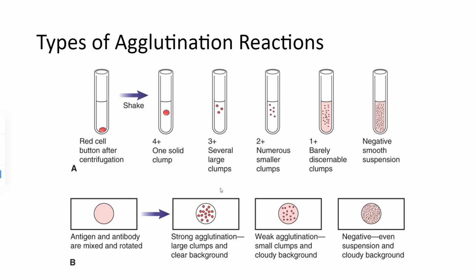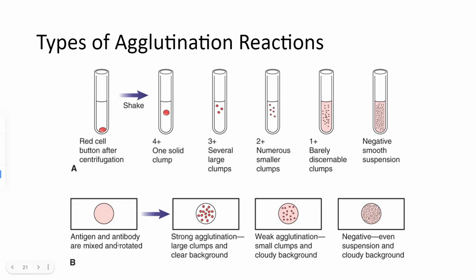So we have a red cell button after centrifugation, and we're going to shake it. 4+, one solid clump. 3+, several large clumps. 2+, numerous smaller clumps. 1+, barely discernible clumps. And then negative, smooth suspension.